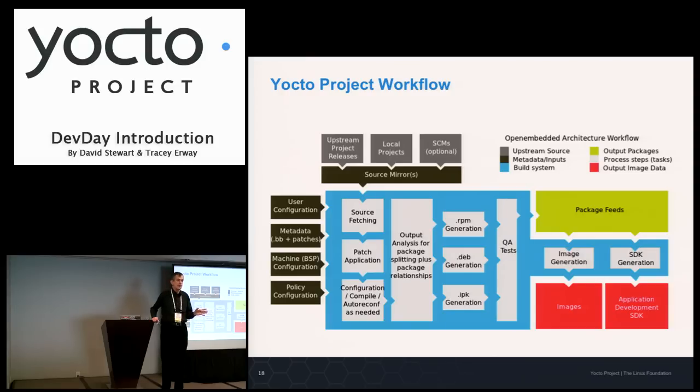Plus another one called IPK, which is a more simplified, embedded-style packaging mechanism. So you can pick either one that you want. Those get populated into a package feed, and then out of the package feed the image is generated, so you get bootable images, and then this SDK is really cross tools and a sysroot so that you can then do application development. Okay, so that's application development outside of, so you don't have to rebuild Linux.